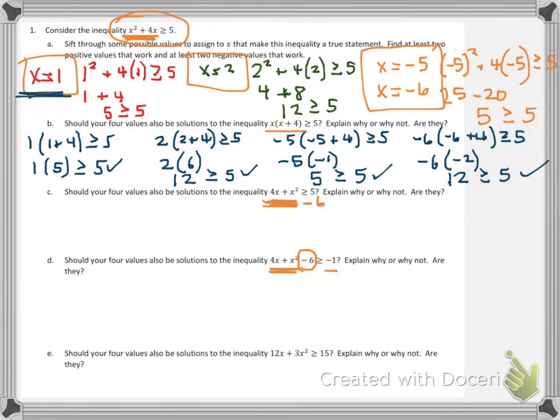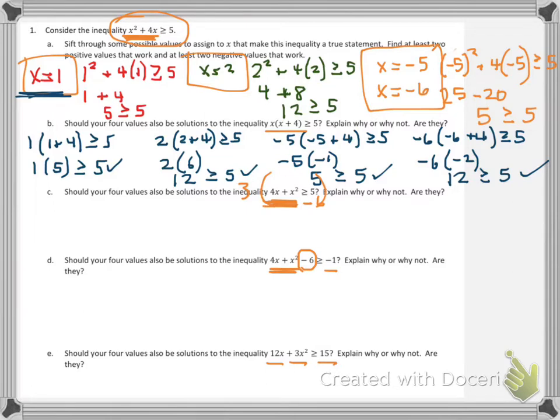All right, and then the last one, well, let's see. What's changed here? Well, it looks like if I'm multiplying everything up here by 3, what's 3 times 4x? 12x. What's 3 times x squared? 3x squared. And what's 3 times 5? 15. That's the distributive property. And that also creates an equivalent inequality. So I know all of my solutions still work.